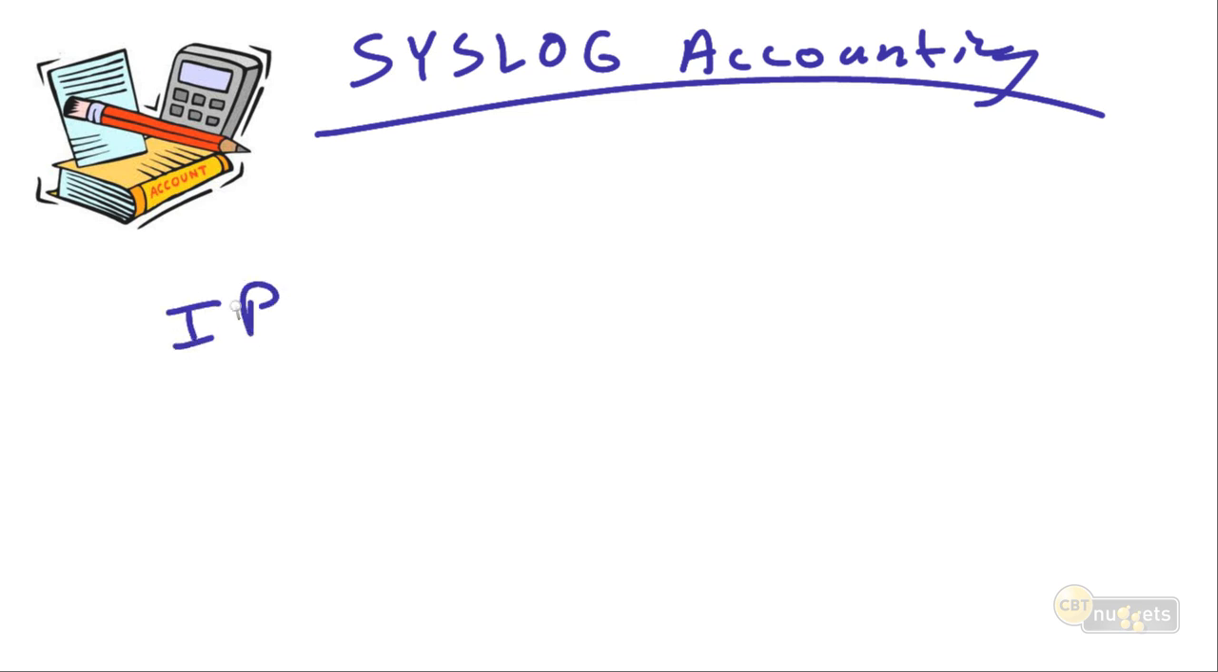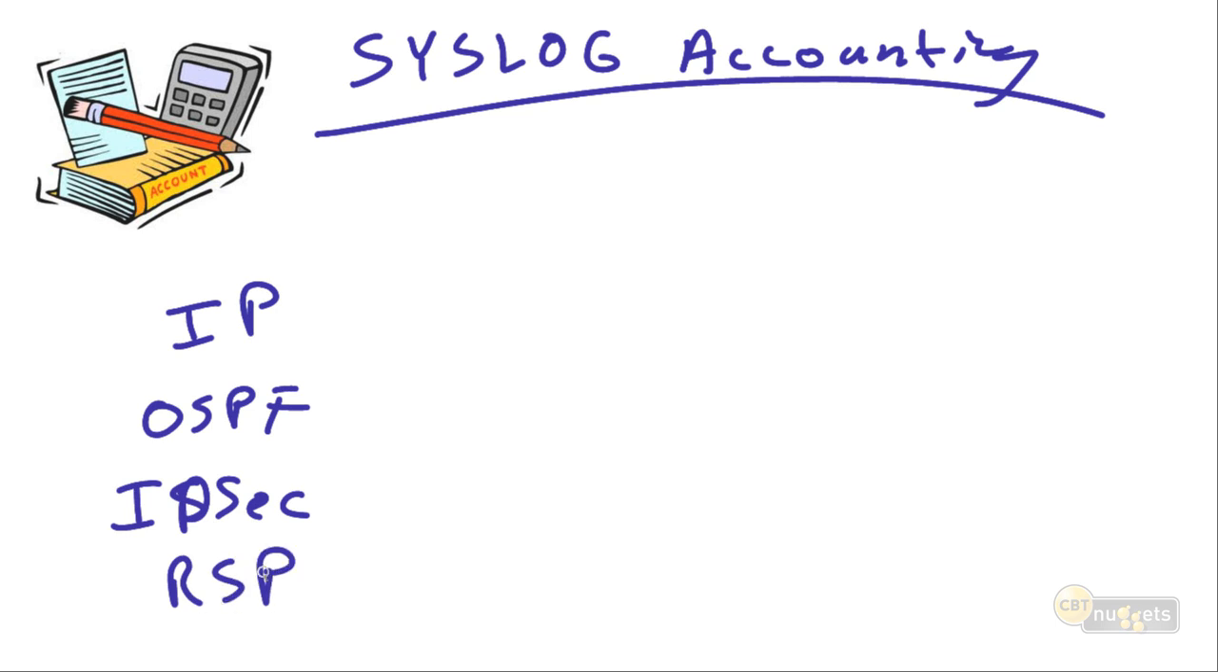IP might generate them. OSPF might generate them. How about IP security? How about, let's see, the route switch processor? All of these are examples of facilities that exist on the router that might generate system messages. System messages have a severity level.